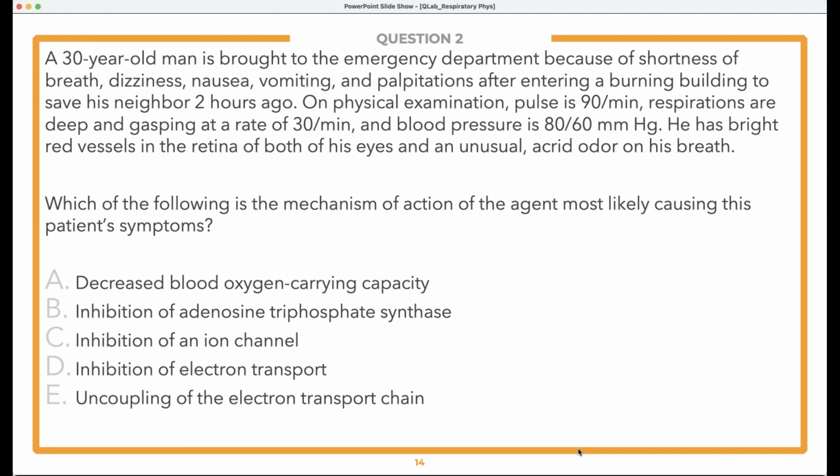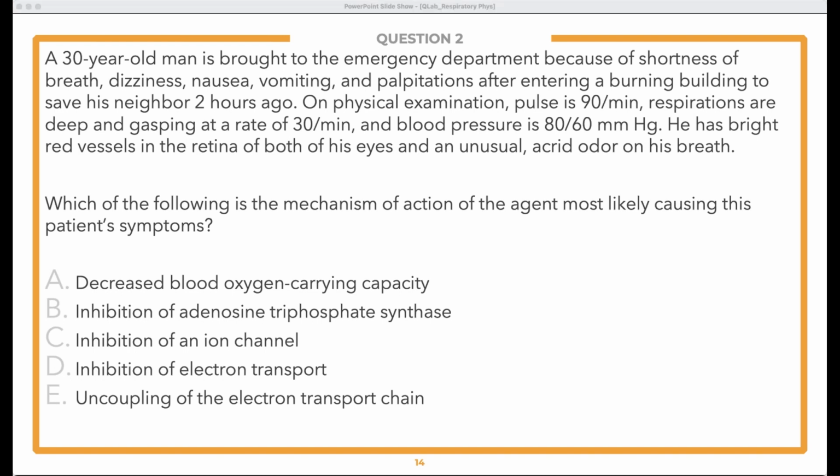All right, so we got some great options here, and these are some tough ones. First, you've got to think about the diagnosis, and then really think about how that would work. Option E, uncoupling of the electron transport chain. Option D, inhibition of electron transport. C, inhibition of an ion channel. B, inhibition of adenosine triphosphate synthase. Or A, decreased blood oxygen carrying capacity. Again, this is a tough question. I want you to think about this one and go ahead and pick the answer that fits best.